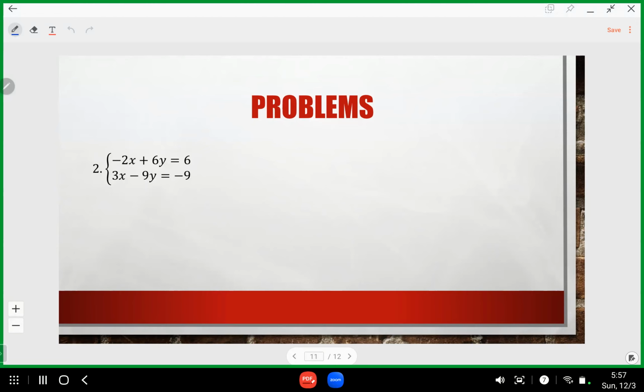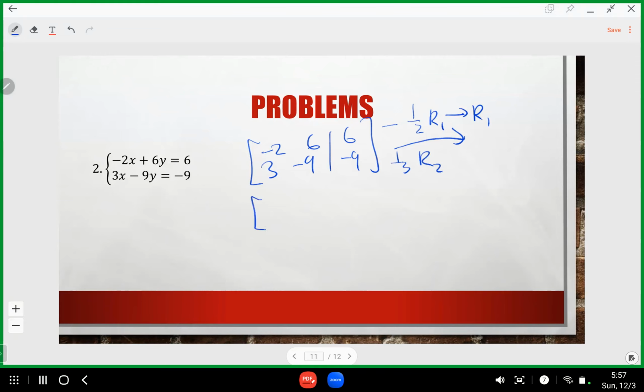All right, so let's go over this one. So we have clearly -2, 6, 6, 3, -9, -9. So first we can just actually do two operations at once. We're just going to have -1/2 of R1 to R1, and then 1/3 of R2. We're just going to simplify, right? So essentially, then we have 1, -3, -3, 1, -3, and -3, which is interesting, isn't it?